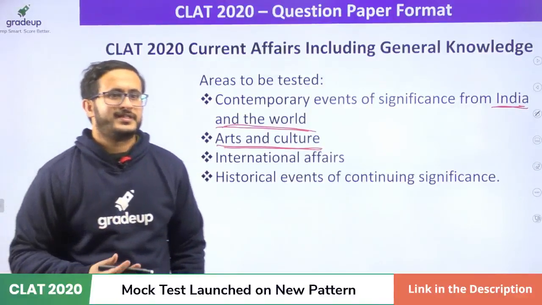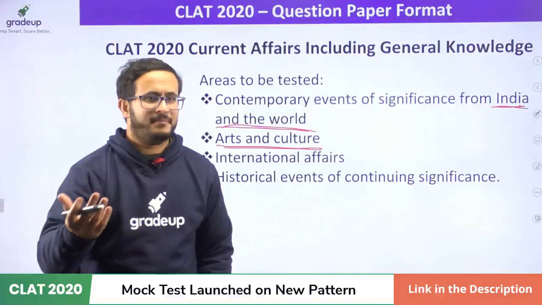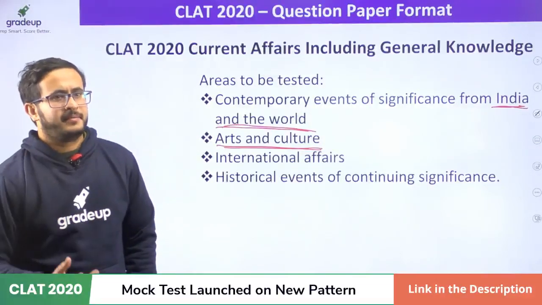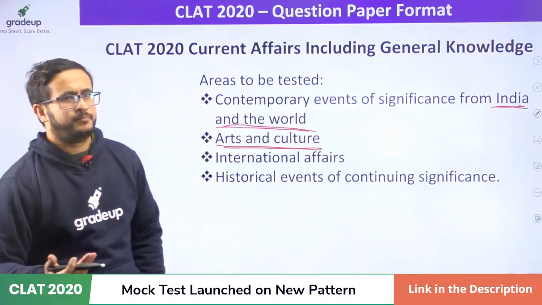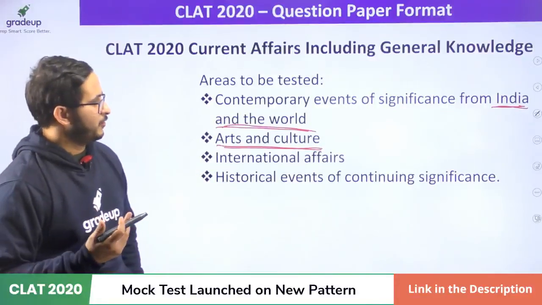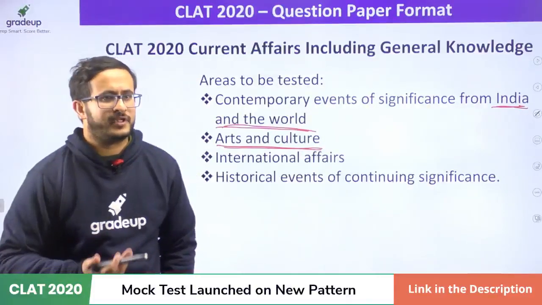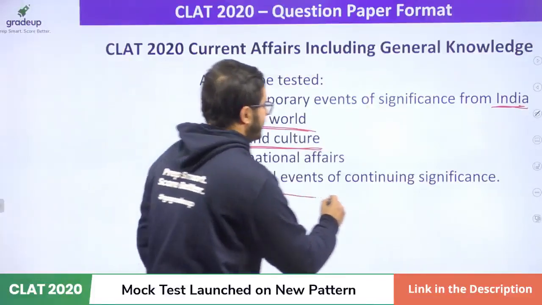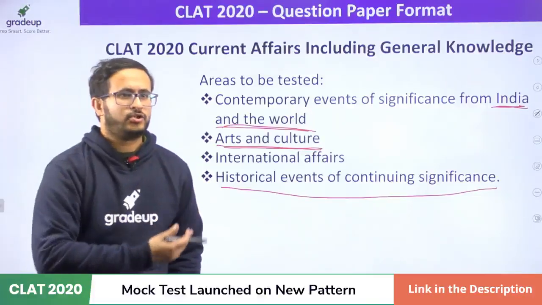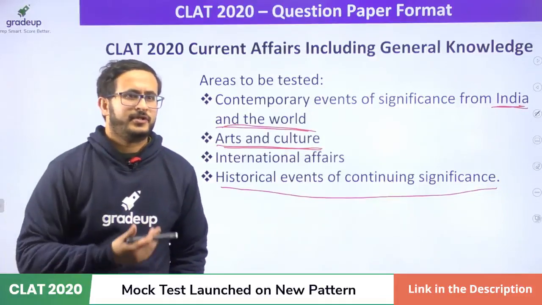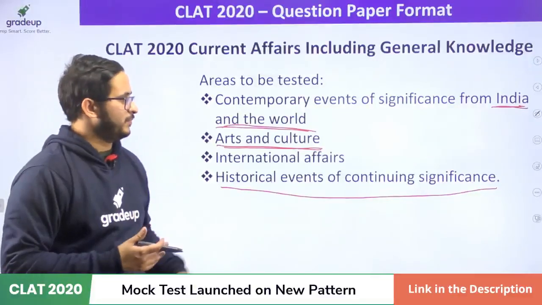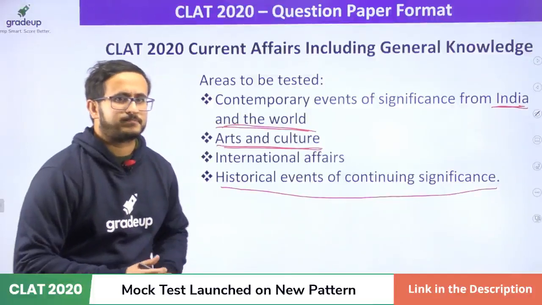So they won't ask you questions on medieval history. They might ask you questions on the contemporary world, and on post-independence events. No historical event would be asked which has no significance as of today. So historical events of continuing significance would be tested in this section. These are the topics they have mentioned that they would test you on, and the passages would be classified under these sections.